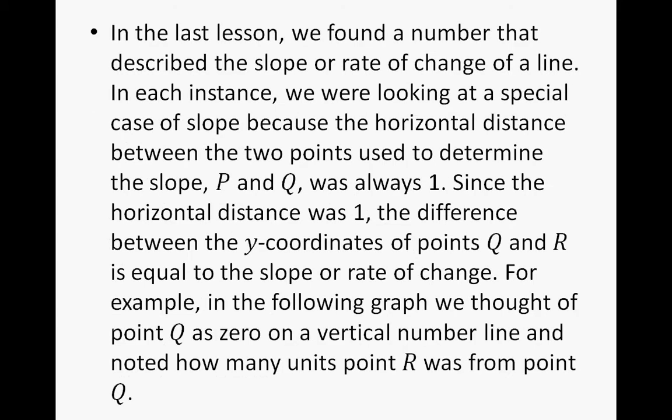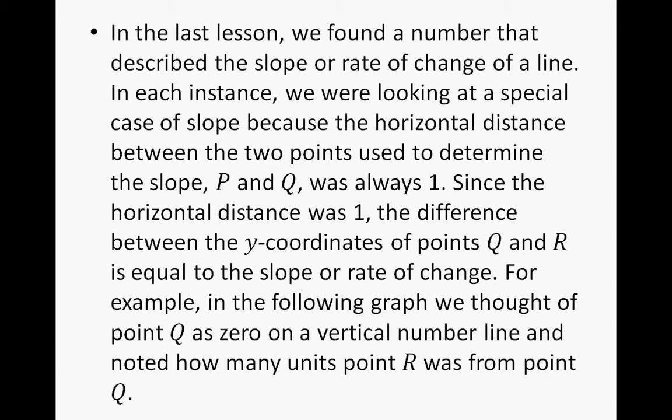Alright, so in the last lesson we found a number that described the slope or rate of change of a line. In each instance we are looking at a special case of slope because the horizontal distance between the 2 points used to determine the slope, P and Q, was always 1. Since the horizontal distance was 1, the difference between the y-coordinates of the points Q and R is equal to the slope or rate of change.